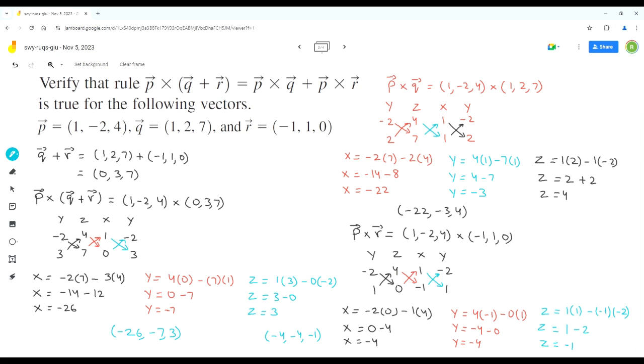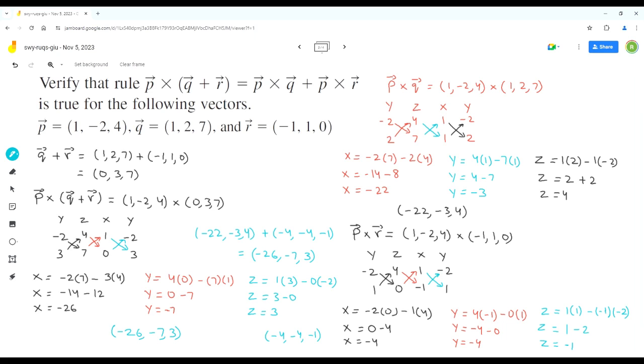Now we can add the vectors we got from P cross Q and P cross R. So from P cross Q we got, and from P cross R we got. Now we can add these vectors. So we should add their x, y and z components. So negative 22 plus negative 4 is equal to negative 26. Negative 3 plus negative 4 is equal to negative 7. And 4 plus negative 1 is equal to 3.